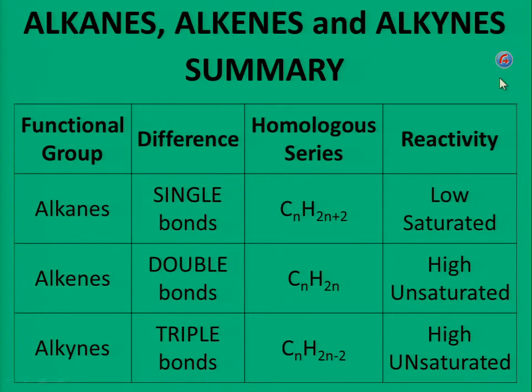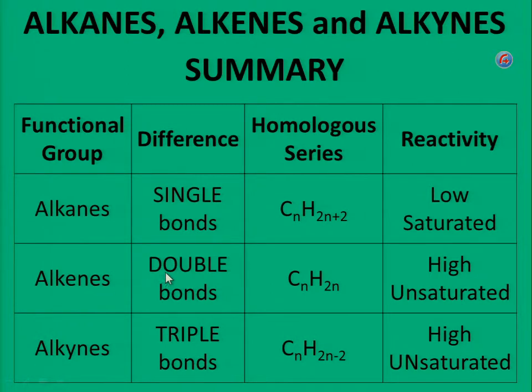A summary: alkanes, alkenes, and alkynes. Alkanes have only single bonds, with the general formula CnH2n+2. And then they have low reactivity because they are saturated. That means only single bonds.